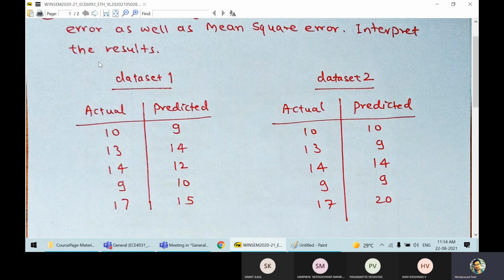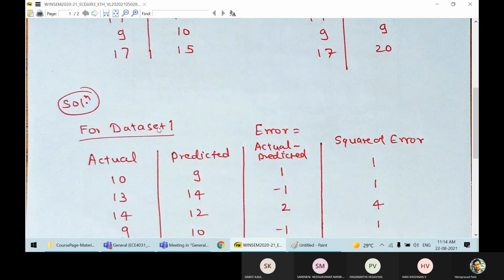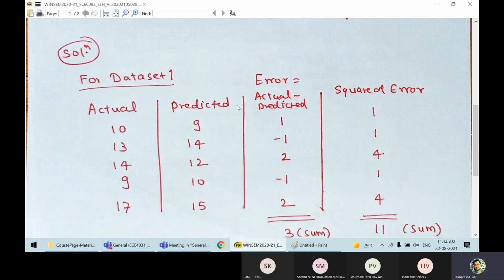Okay, so we have to solve one by one. For data set 1, we will solve it first, and then for data set 2, and then we will interpret the results. So for data set 1, make this table: actual values, predicted values, then error is equal to actual minus predicted. So actual minus predicted, 10 minus 9 is 1, 13 minus 14 is minus 1, 14 minus 12 is 2, 9 minus 10 is minus 1, 17 minus 15 is 2.